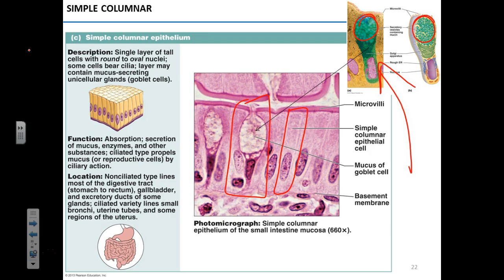Now we're going to find them in the digestive tract, non-ciliated, gallbladder, okay, bronchi, ciliated columnar epithelium. Now, what is the function of cilia on the cells? Anyway, what do we need cilia for?